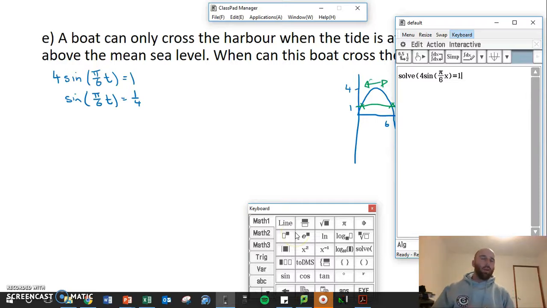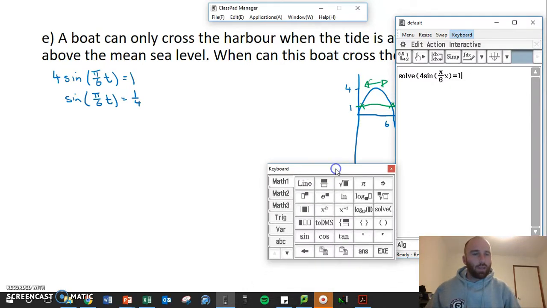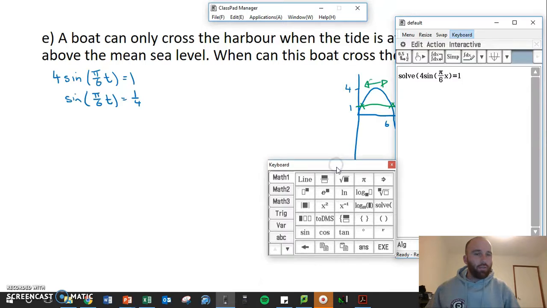What I'm going to do though is I need to be careful. I need to generate a restricted amount of values. Remember, the sine function has an infinite amount of solutions, so I need to restrict it. So I'm going to go to math 3. I'm going to press my given that symbol, that little vertical line.